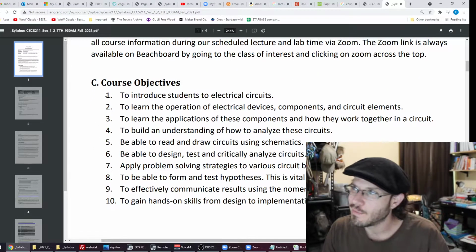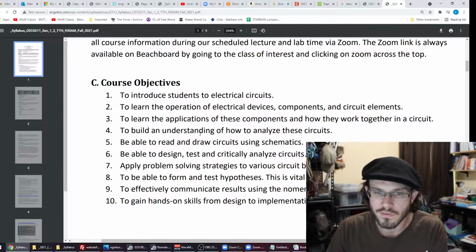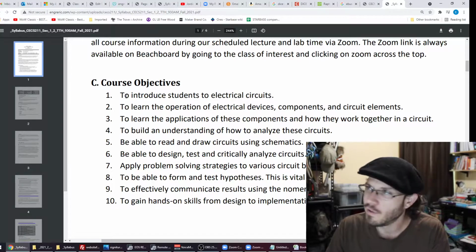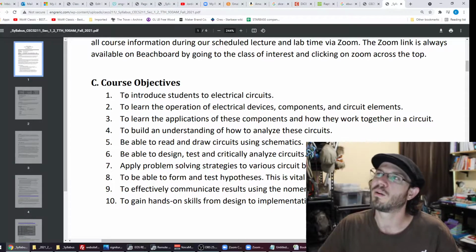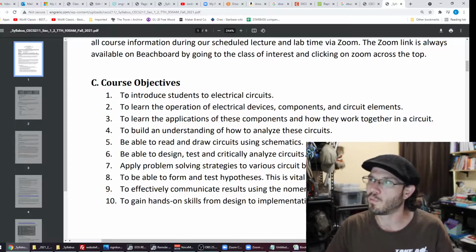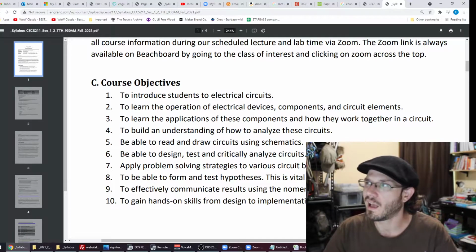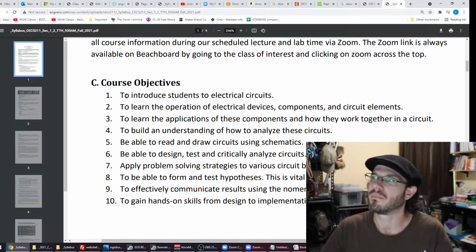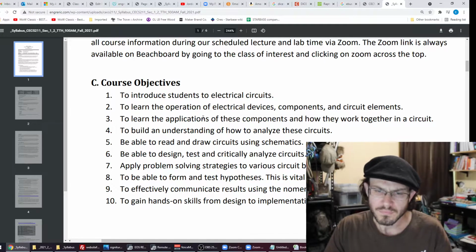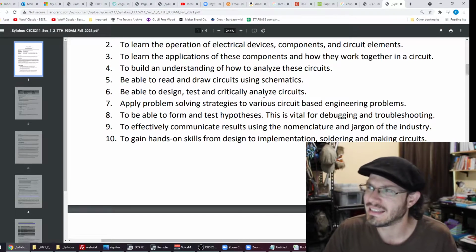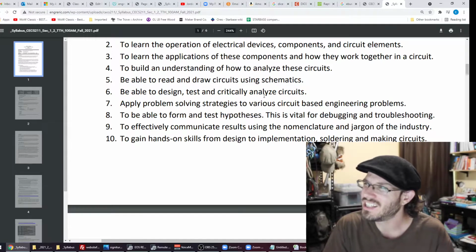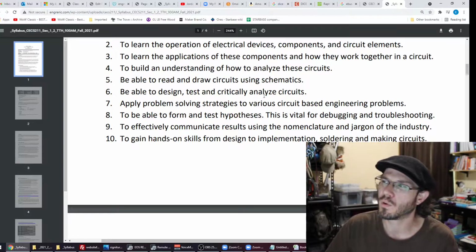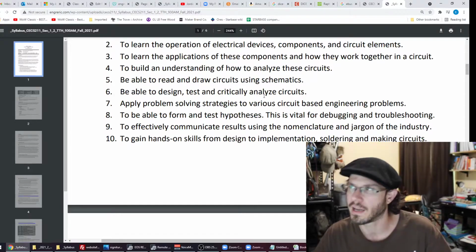Okay, just a brief overview of kind of what we're doing here. We're going to be talking about electrical circuits. We're going to be talking about devices, components, circuit elements. We're going to be talking about schematics, those drawings that you connect everything up, and how that all works. We're going to be talking about different analysis techniques, and we will be trying to go into as much application as we can for kind of these basics of electronics.